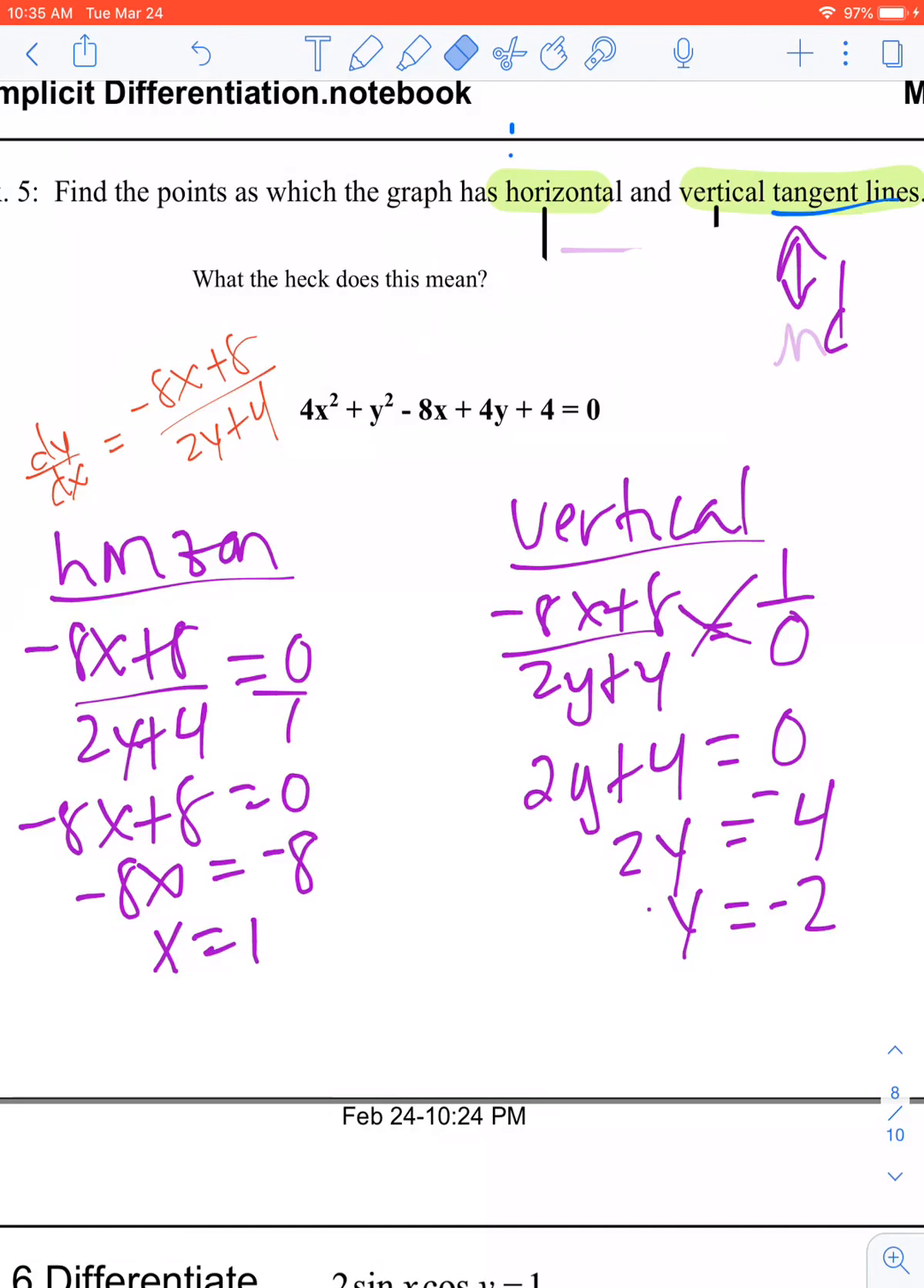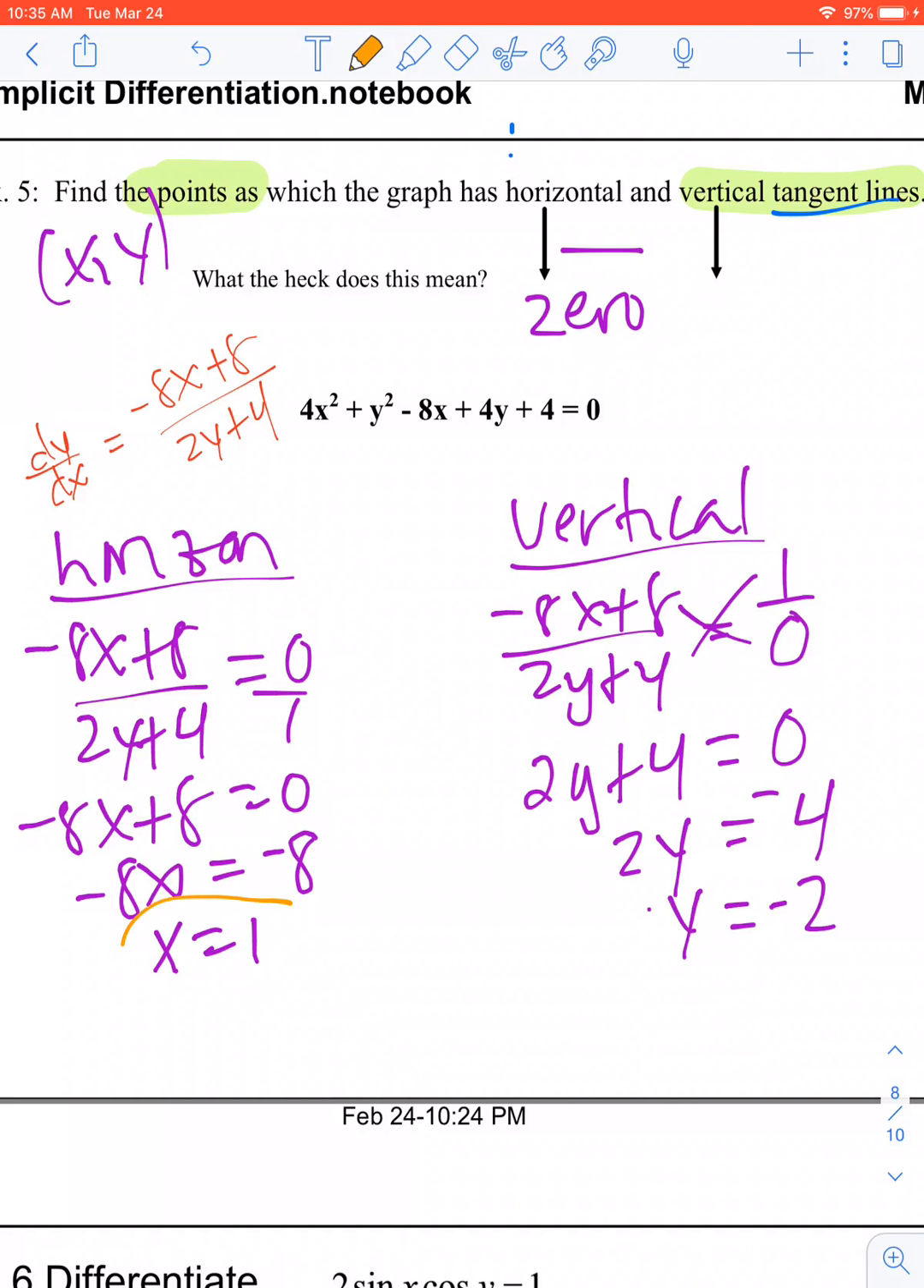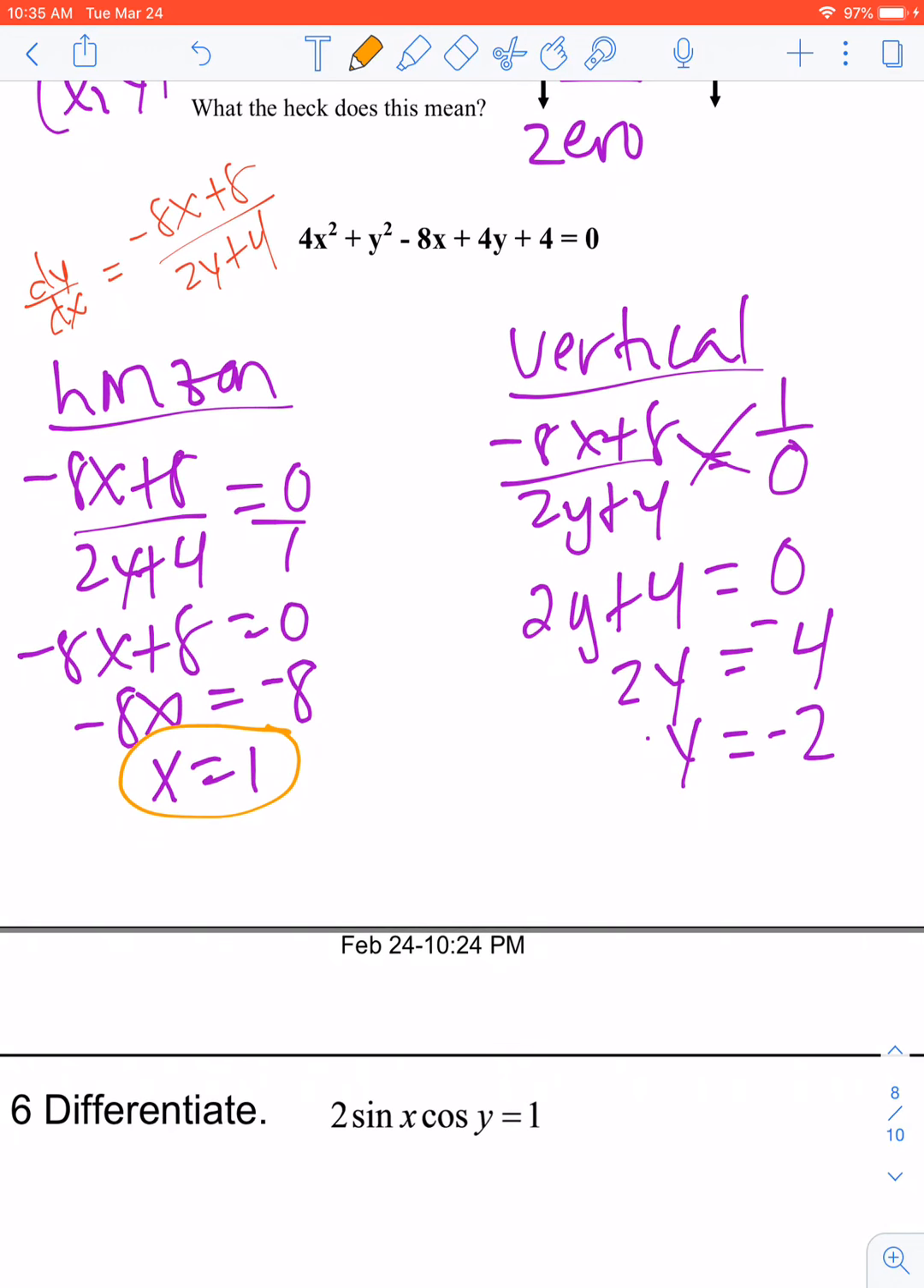But friends, we're not done yet. We're not done because the question asked for points, so that implies x, y coordinates. So this is just algebra. To find my horizontal tangent lines, I have to take my x equals 1 and plug it into the problem. And this looks like it's going to be awful, but notice how I'm doing this all without a calculator. It's really not so bad.